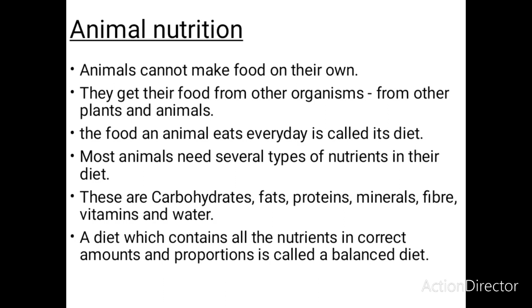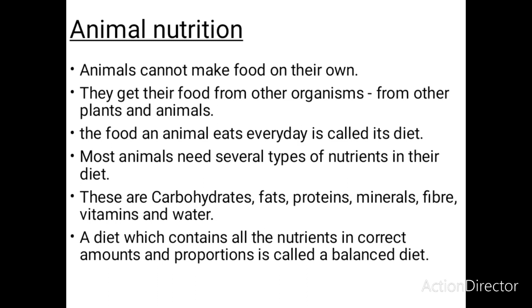Unlike plants, animals cannot make their own food. They need to eat in order to obtain the nutrients they require. So they get their food from other organisms, that is from other plants and animals. The food an animal eats every day is called its diet. And most animals need several types of nutrients in their diet. And these are carbohydrates, fats, proteins, minerals, fiber, vitamins, and water.